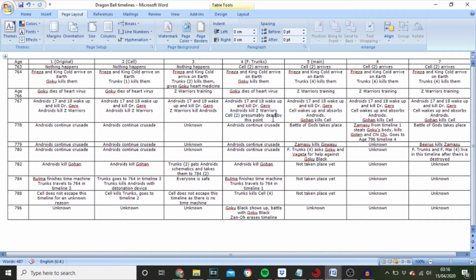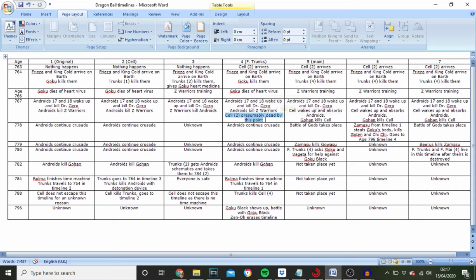I'll put here presumably Cell 2 dies at this point, because I'm going to get to why I think that in a minute, because there is no Cell present in future Trunks' timeline, at least not one that came from the future. And we know that the Cell did not just go from timeline 2 to the main timeline, because, well, that's completely skipping out from future Trunks' timeline. I think Cell travelling back in time is what creates future Trunks' timeline.